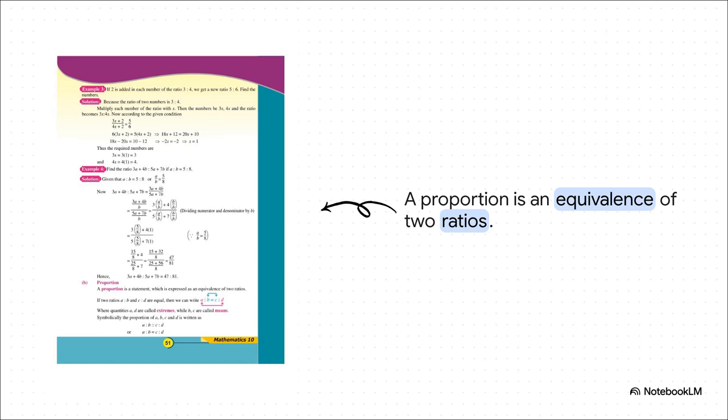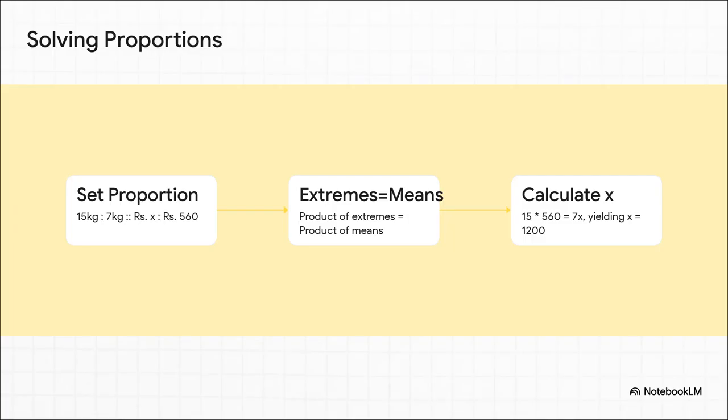Now, you might be wondering, what happens when you set two of these pure relationships equal to each other? Well, you get a proportion. It's basically a statement expressed as an equivalence of two ratios. So if A is to B equals C is to D, that's a proportion. The official textbook gives us two vital exam terms to remember here. The outer quantities, A and D, are called the extremes, while the inner quantities, B and C, are called the means.